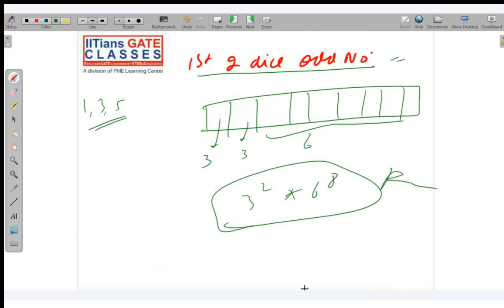Please take snapshot. I will jump to the next slide. Okay, I am jumping now.